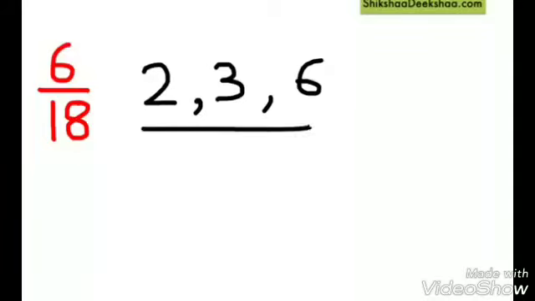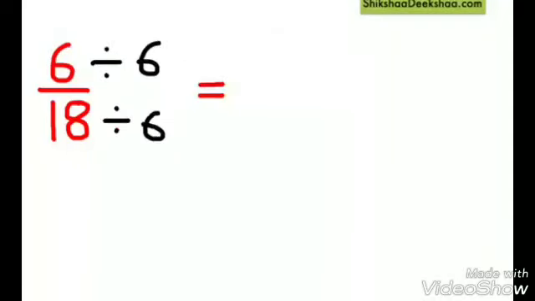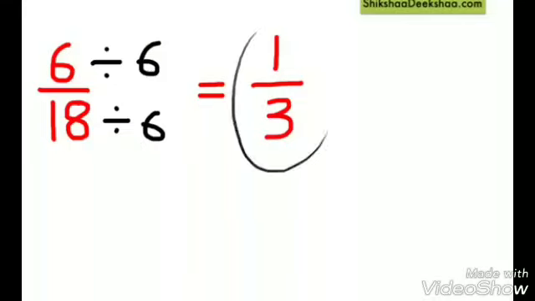Now let's take the biggest number among them and divide both numerator and denominator by this number. So when we divide 6 by 6 we get 1, and when we divide 18 by 6 we get 3. Now we cannot find any number other than 1 that can divide both 1 and 3 without leaving a remainder. So 1 by 3 is the lowest term or simplified form of 6 by 18.